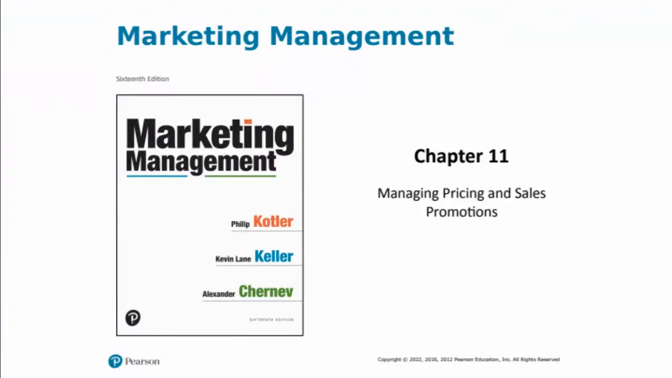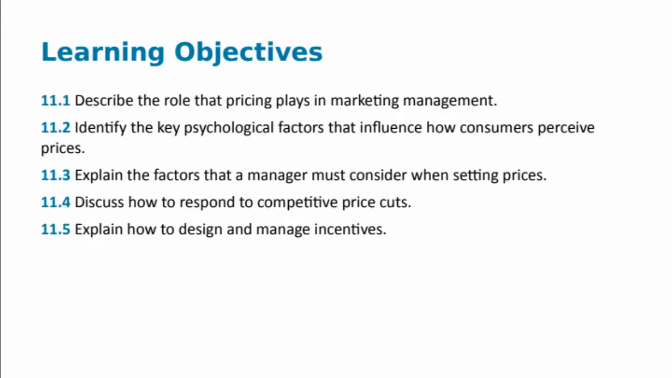Okay, chapter 11 is all about pricing. We're going to learn about the role that pricing plays, because it's one of the most important aspects of marketing, as it determines the level of revenue that you're going to receive. A price that is too high can limit sales, and a price that is too low can limit profits. So we're going to look into that tonight.